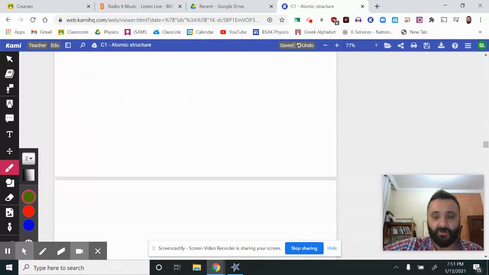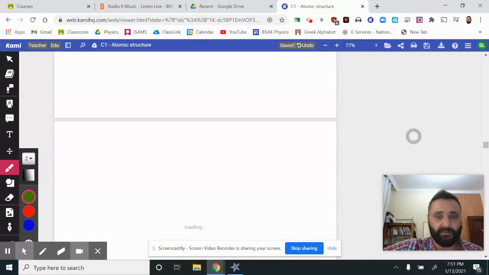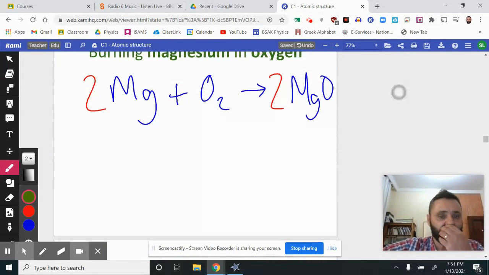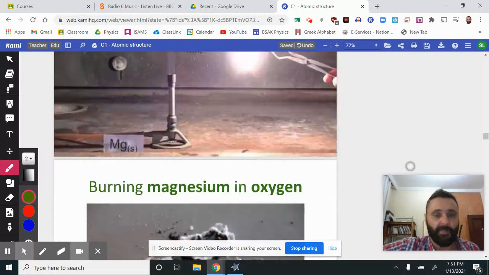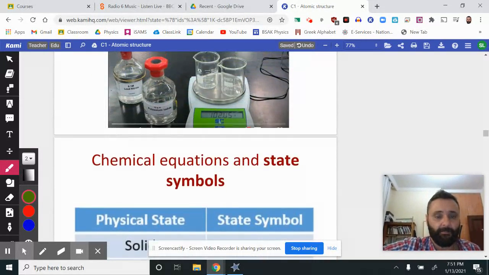Okay. Any more for any more? I think that's it, isn't it? So there you have it. So there's some examples of balancing equations.